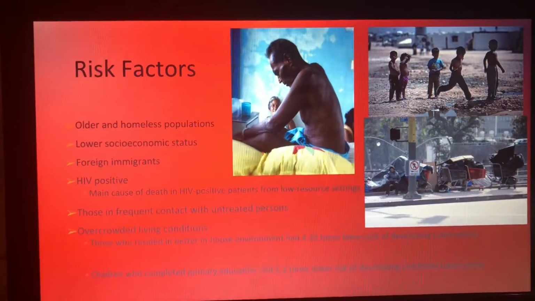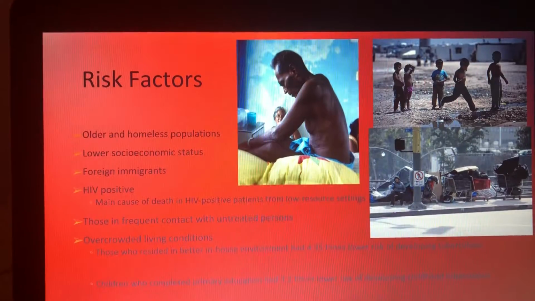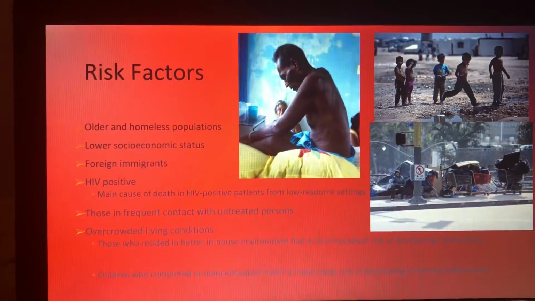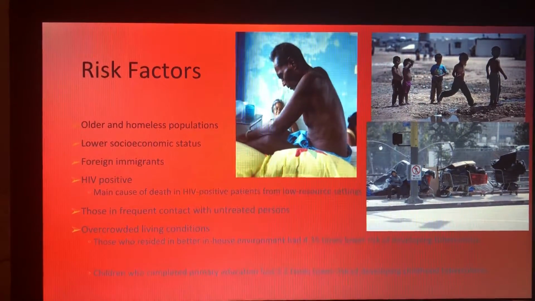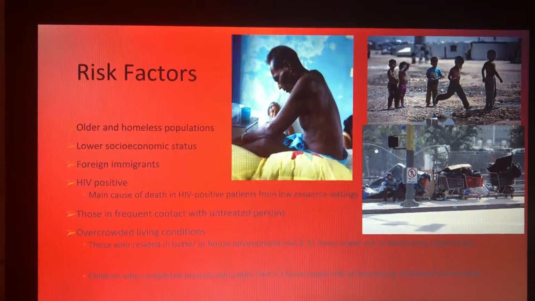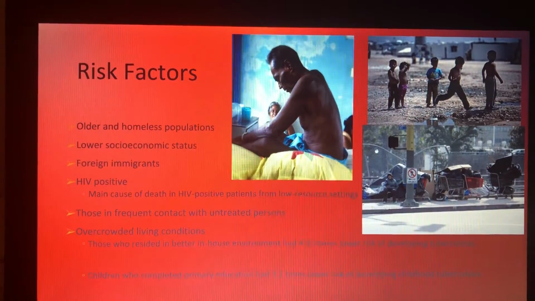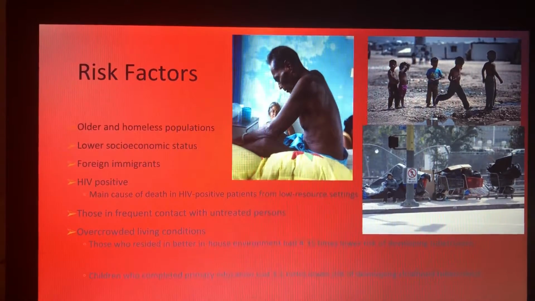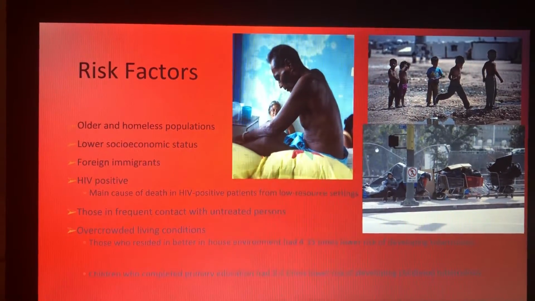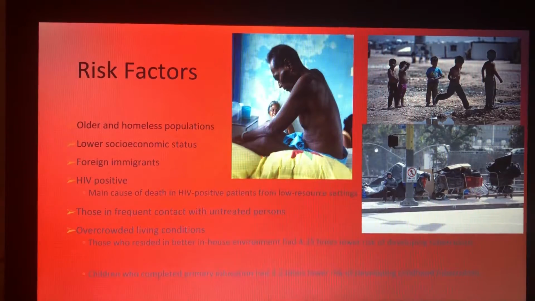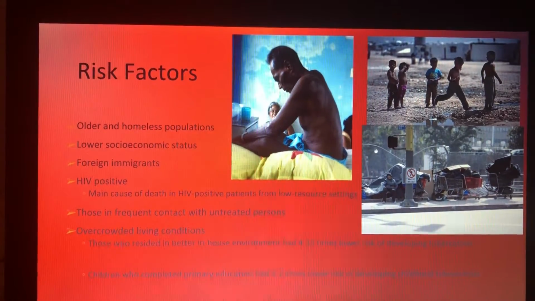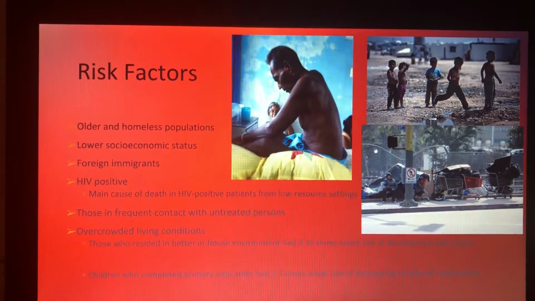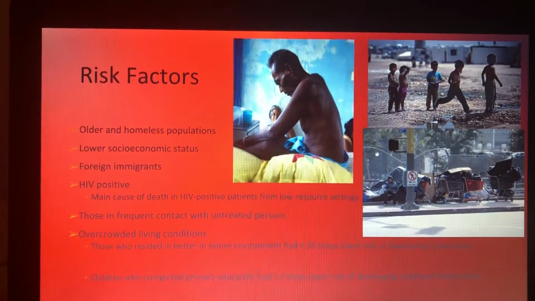So, risk factors. The vulnerable population often have health conditions that are exacerbated by unnecessarily inadequate health care, such as older and homeless populations, lower socioeconomic status, foreign immigrants, and HIV positive patients. These people are not able to get the adequate health care they need, doctor's visits, or the treatment they need for other diseases, which puts them at a higher risk to develop tuberculosis.